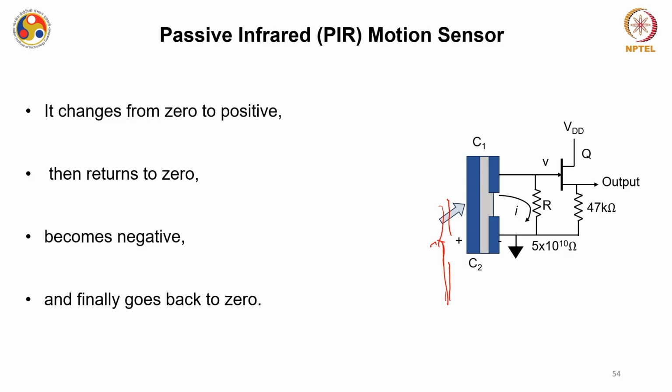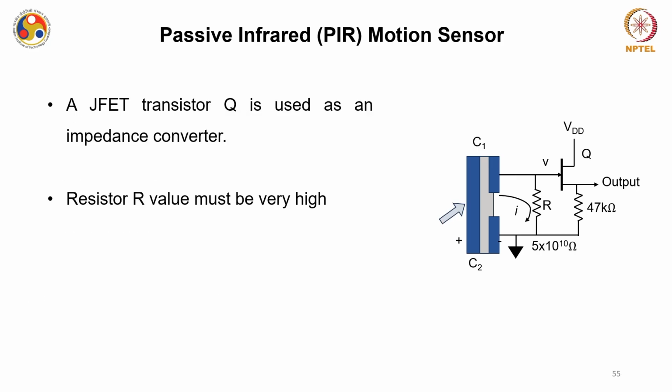So it changes from 0 to positive, returns to 0, then negative, then goes back to 0. And this JFET here is used as an impedance converter, and it is basically working as a voltage follower circuit. So this resistance R should be very high.